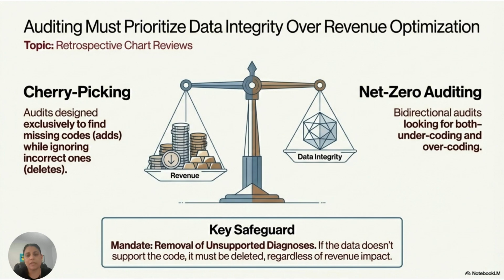A retrospective chart review should focus on data integrity, not revenue, and only adding diagnosis codes without reviewing for possible removals is a red flag. A compliant audit reviews both sides. It adds diagnoses that are supported by the documentation and it removes those that are not supported. If the documentation does not support the diagnosis code, it must be removed. That's best practice.